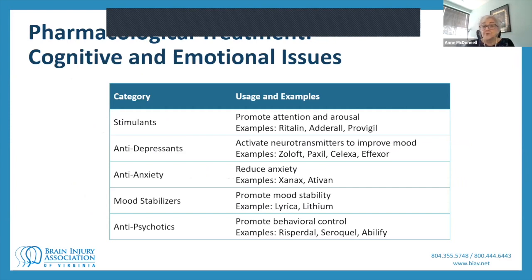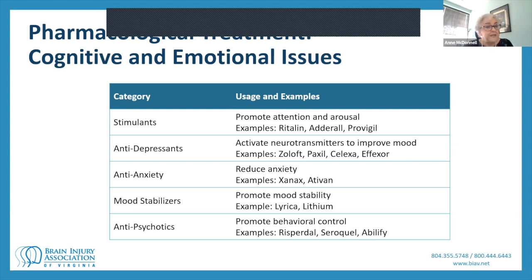When we talk about individuals with brain injuries and pharmacological interventions, there are many, and there are some that we share with other populations and some that are unique to brain injury. We know that individuals with brain injuries are often placed on stimulants like Ritalin or Provigil to enhance their attention and their arousal, the functioning of that reticular activating system. We know that folks with brain injuries are often placed on antidepressants. These activate neurotransmitters and improve mood.